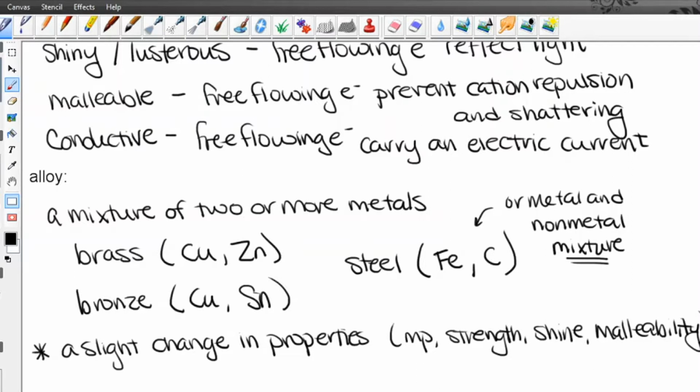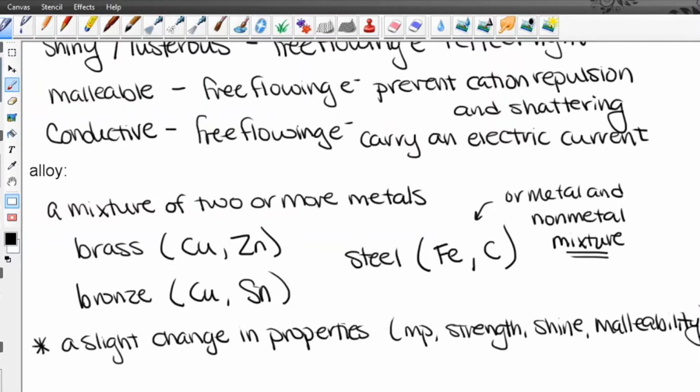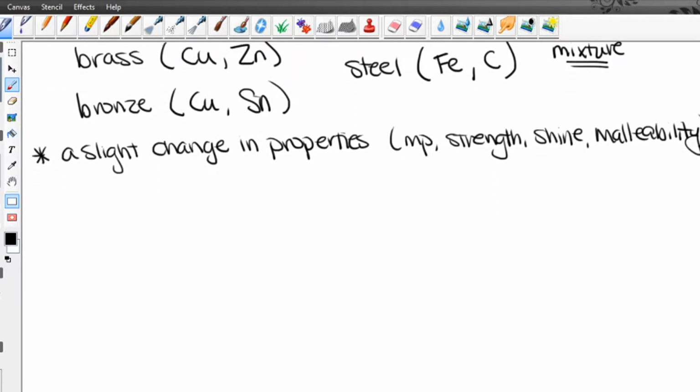Okay. I remember what it was that I wanted to do. I wanted to draw this sea of electrons model, but for an alloy, just so that you could see that the sea of electrons was the same. Okay, so let's say I'm making an alloy with copper and zinc. What would that look like at the atomic level? If I had pure copper, here's what my sea of electrons would look like.